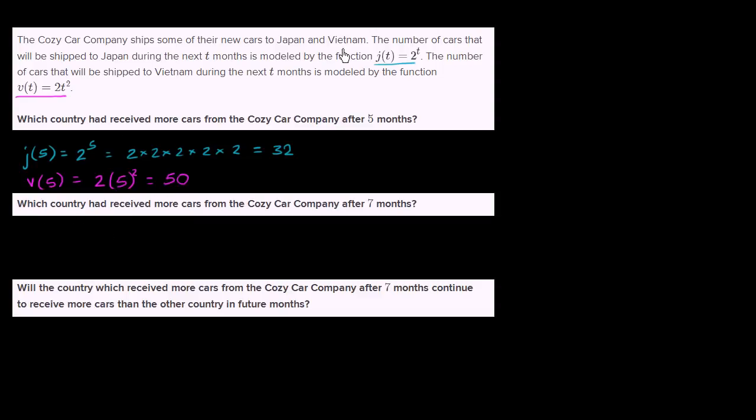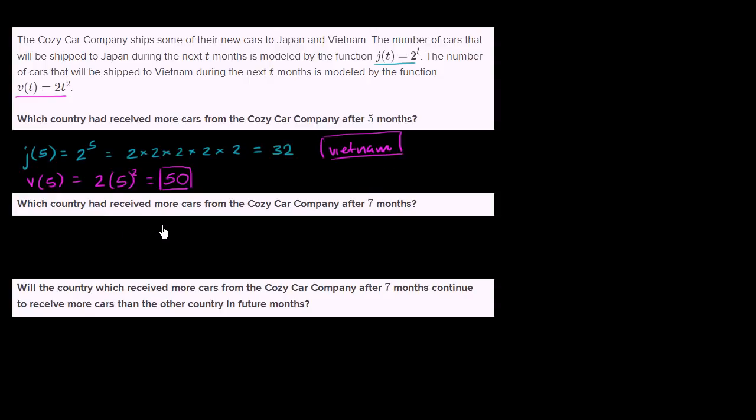So based on these two models for how much they're going to receive after t months, after 5 months, Vietnam is going to receive more cars. So I guess the answer to that is Vietnam. Vietnam will have received more cars after 5 months.